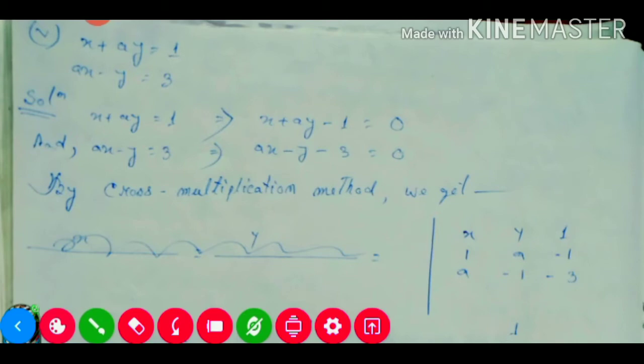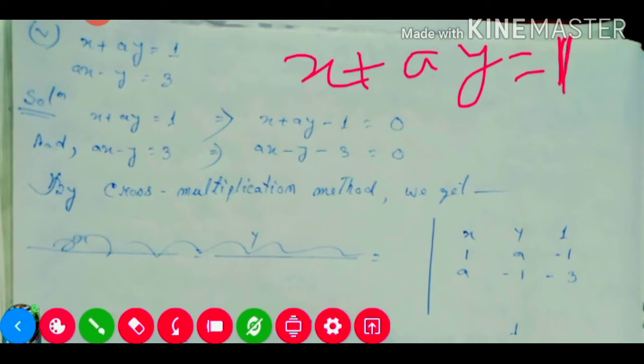x plus ay is equal to 1. This one we need to bring, that means shift to the left hand side, so it will be minus 1. So we got x plus ay minus 1 is equal to 0. Similarly this one also, ax minus y is equal to 3. This 3 is on the right hand side, we need to shift it to the left hand side, so it will be minus 3.